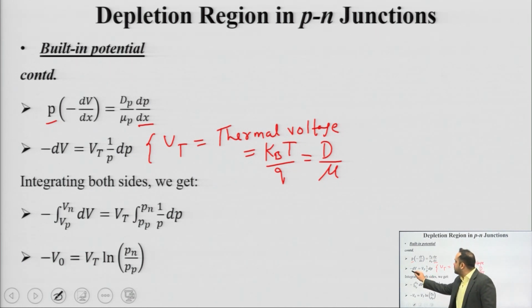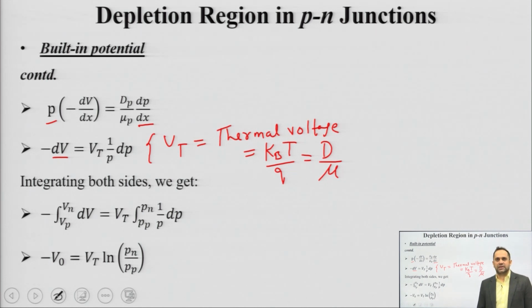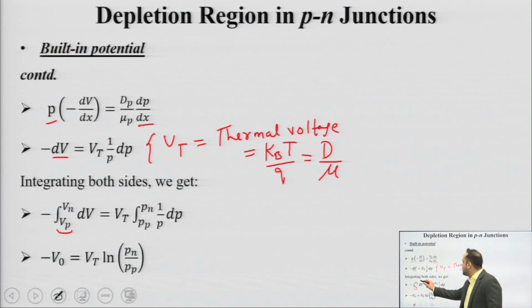Now, to get the expression for voltage, because this is dV differential, I need to integrate. So, I integrate both sides and just see what limits I am setting. When I am moving from the P side of the depletion region to the N side, on the P side say the potential is Vp, okay. So, I name the potential Vp. On the N side, by the time I have traversed the whole depletion region, the potential approaches Vn, okay.